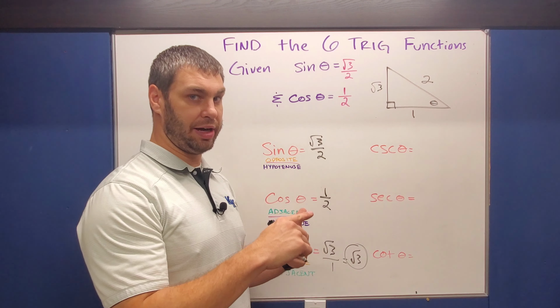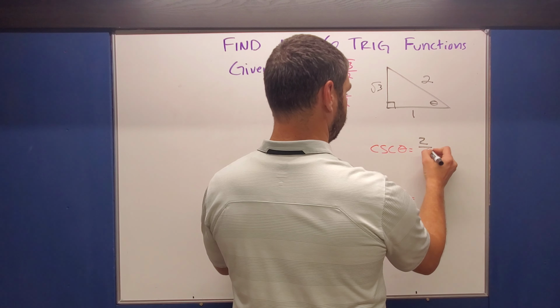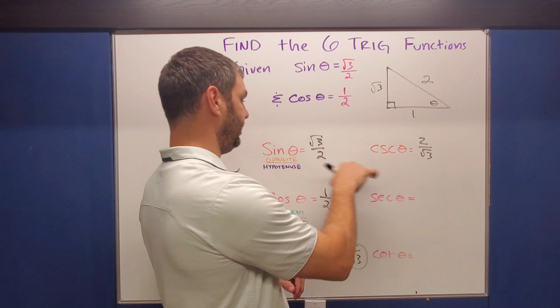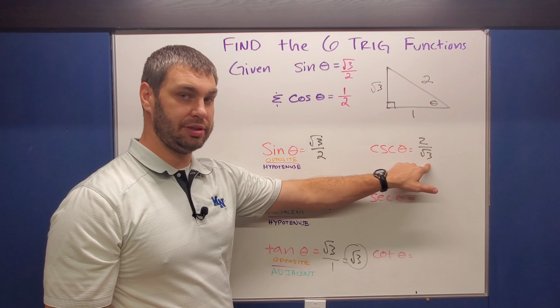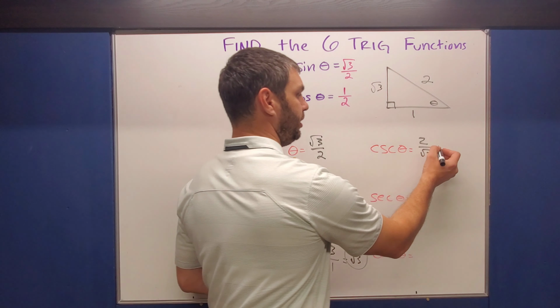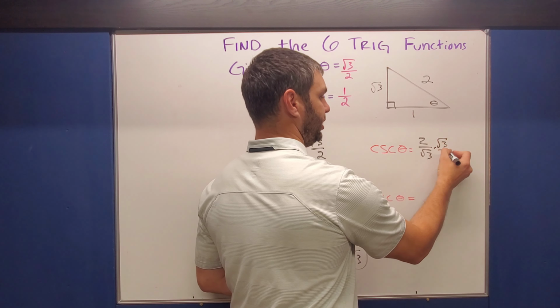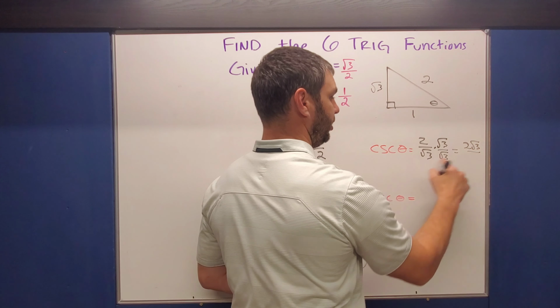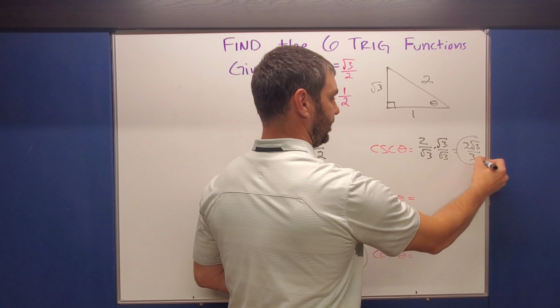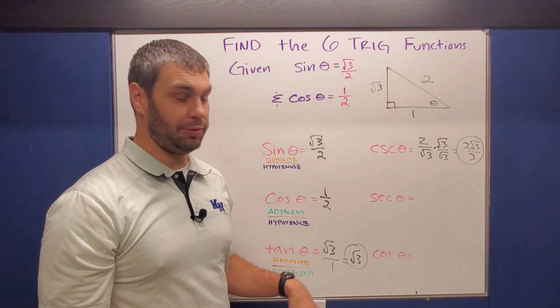For example, this one could become 2 over the square root of 3 for cosecant, as sine was just the square root of 3 over 2. Now, I can't have a square root in the bottom. I have to rationalize my denominator, which means I'm going to take this times the square root of 3 over itself, giving me 2 square roots of 3 over 3. Okay, there's nothing else I can simplify there, so that is the answer on that one.